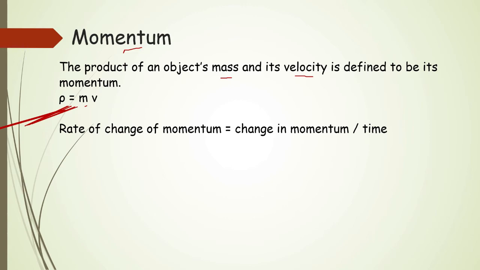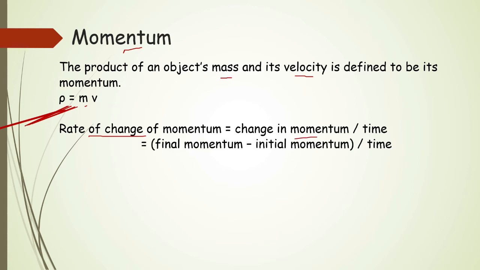So let's look at something called the rate of change of momentum. What do we mean by this? It is nothing but how fast the momentum changes. That is, change in momentum over time. So if we calculate the final momentum, subtract the initial momentum of an object and divide it by the time, we can find the rate of change of momentum. Always remember, rate is something which tells us how fast something changes with respect to time. Like rate of change of velocity is acceleration.